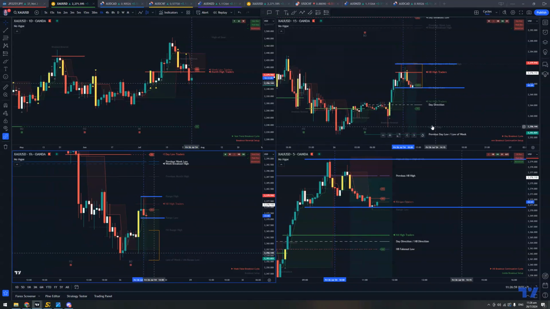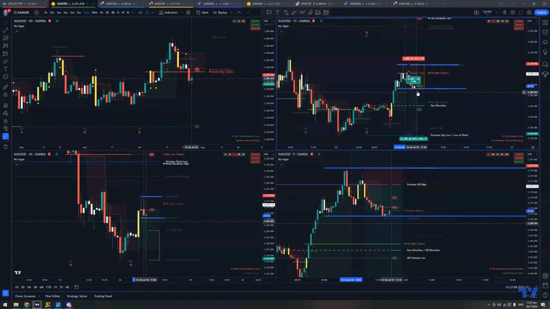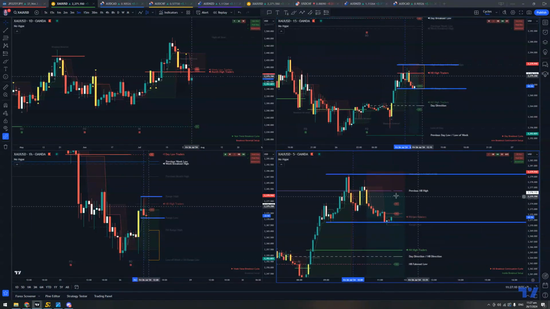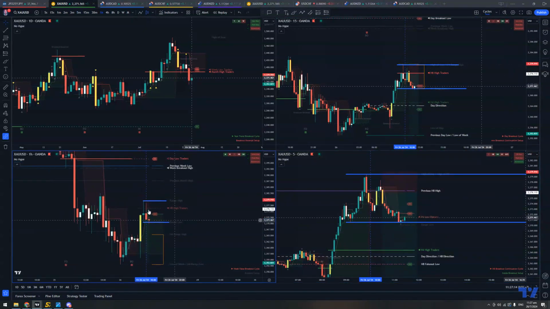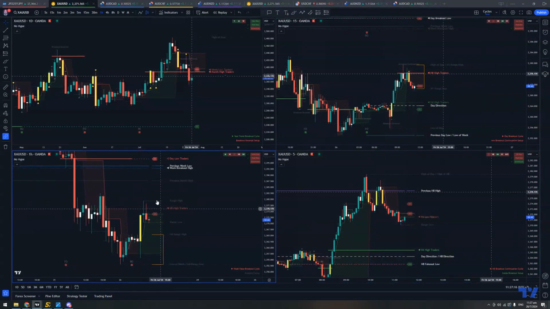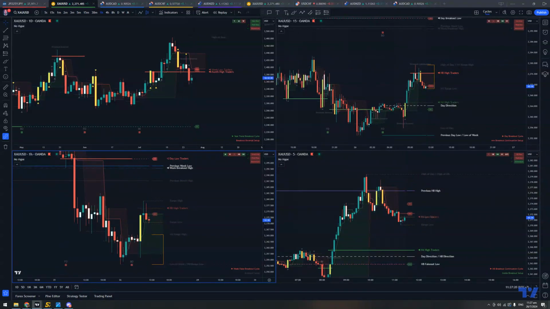So in my opinion, we're now stuck in a range. I don't like what's happening right now, so I'll monitor how this reacts. If it comes up a bit more, I'm just going to go break even and get out of it and wait for a break of the range. But I do like taking these high of the day trades in Asia.